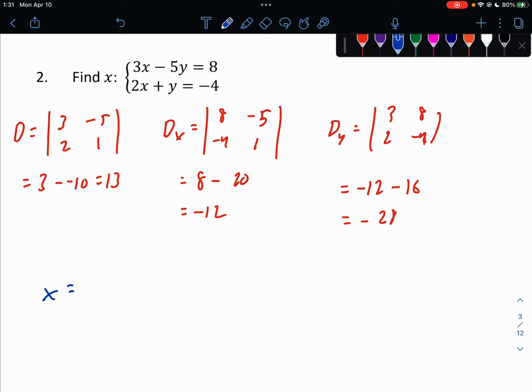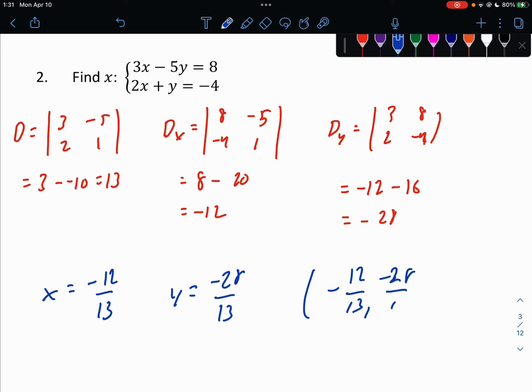So our answers then are going to be negative 12 over 13 and negative 28 over 13, which are both not reducible. So that's it. That's our answers. Negative 12 thirteenths, negative 28 thirteenths.